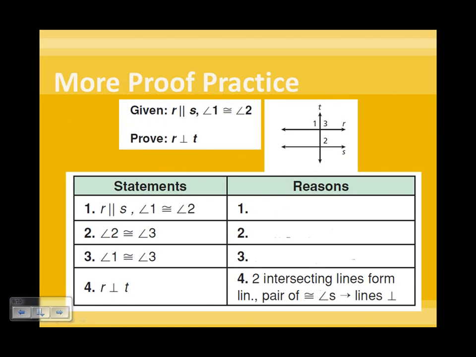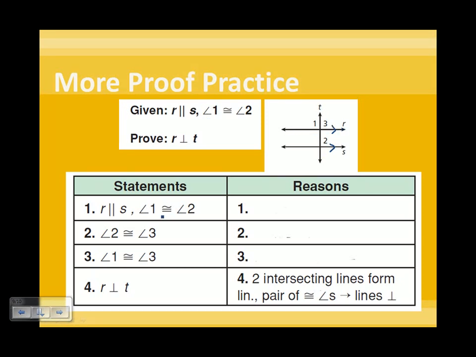Okay, here's our final example, I believe, and we're going to do one more thing to practice with proofs. This one you're given the statements and we're going to put the reasons in. Okay, so we know that R is parallel to S. I'm going to put the little markings on here to remind me that R is parallel to S. And we also know that angle 1 is congruent to angle 2. And we've got to prove that R is perpendicular to T.